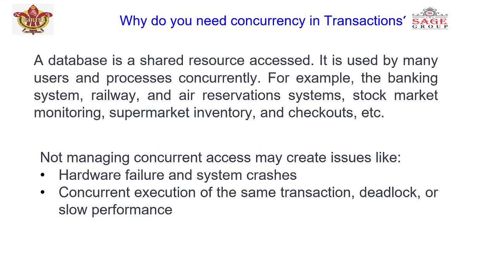Now, why do we need concurrency in transactions? A database is a shared resource. It is used by many users and processes concurrently. Concurrently means here parallel, we are performing parallel processes, right? So for example, banking systems, railway and air reservation systems, stock market monitoring, supermarket inventory. You can see many examples around the world, right?